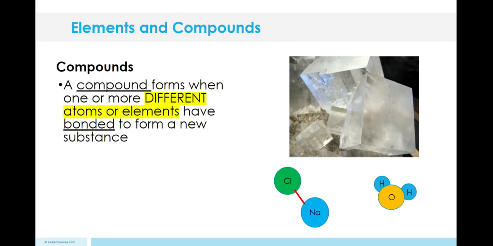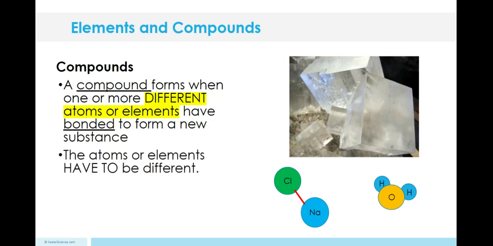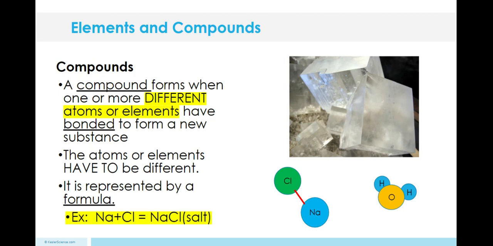Compounds, on the other hand. A compound forms when one or more different atoms or elements have chemically bonded to form a new substance. Cannot stress that enough. In order to have a compound, you must have two different atoms or elements. They have to be different. And then that substance is represented by a new formula.